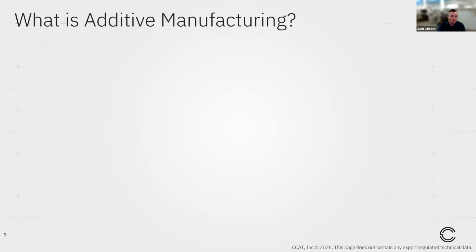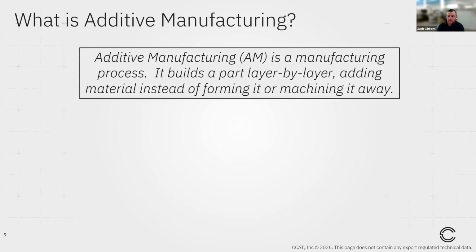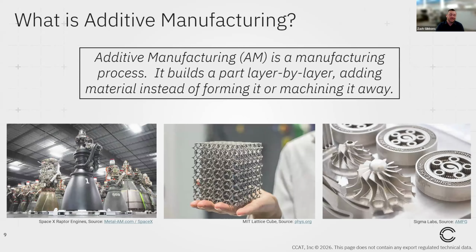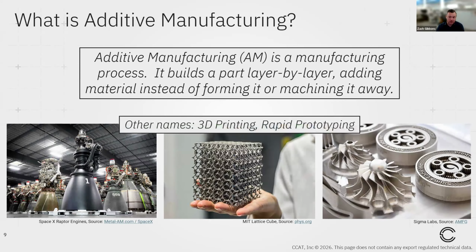Fun fact: additive manufacturing is the industry-correct term for what we historically referred to as 3D printing. So what is it? Let's add a definition. It's a manufacturing process by and large that builds parts layer by layer, instead of removing material or forming it, much like casting or CNC machining. It comes in a lot of different shapes, sizes, materials, and processes, and through the course of manufacturing history has been known by other names. 3D printing is probably the most common, and prior to 3D printing, it was often referred to as rapid prototyping.